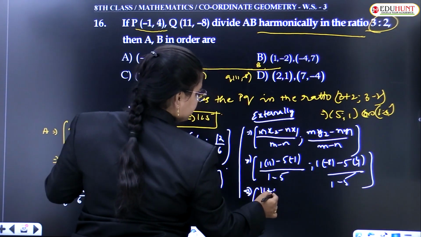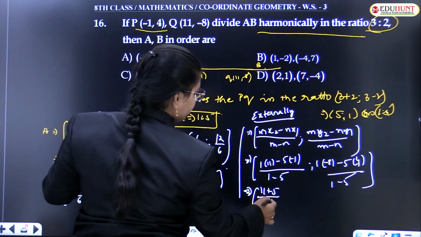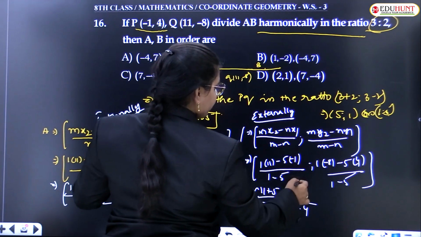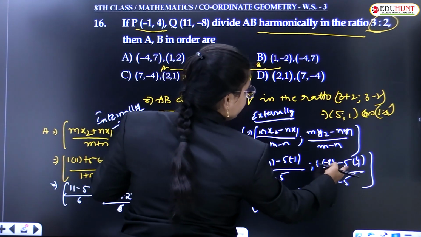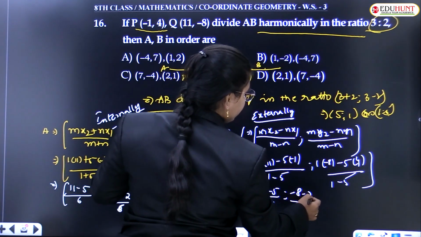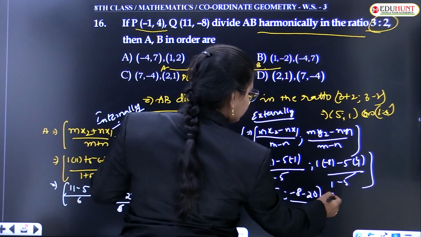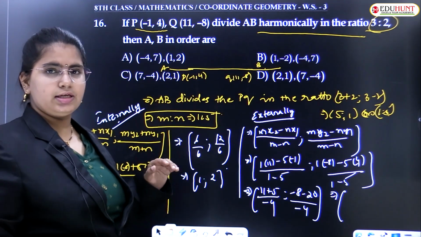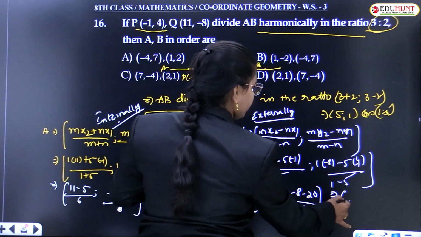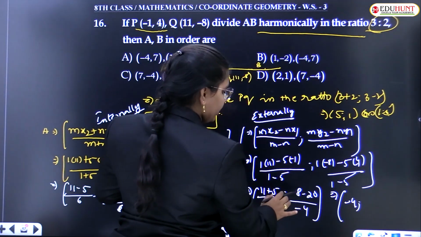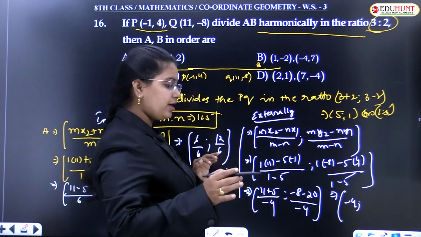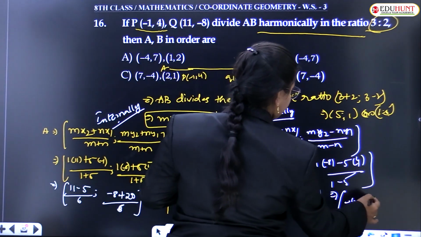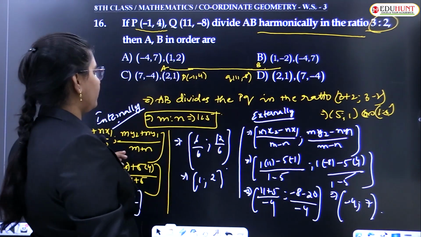Minus into minus plus 5 by 1 minus 5 is minus 4. This is also minus 4. Minus 8, minus 5 into 4, which is minus 20. So simplify this. 11 plus 5 is 16. 16 divided by minus 4 is minus 4, and minus 8 minus 20, which is minus 28. Minus 28 by minus 4 is plus 7. So minus 4 comma 7.